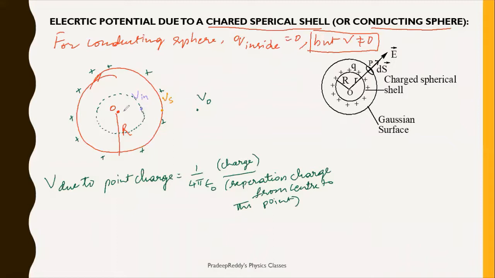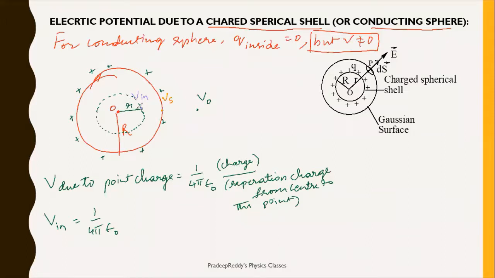Now the actual distance of this inside point is small r. Most of you, in order to find the electric potential V inside, will write 1 divided by 4 pi epsilon naught and take this r as the separation. But remember, at separation r, is there any charge? There is no charge at separation r. Therefore, you cannot take charge in the numerator using the basic equation.